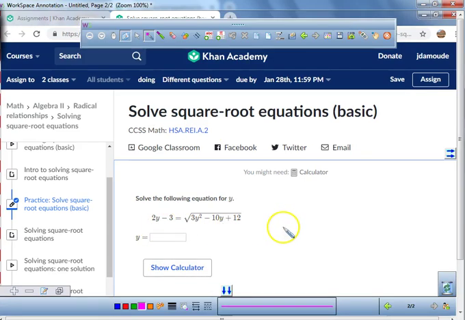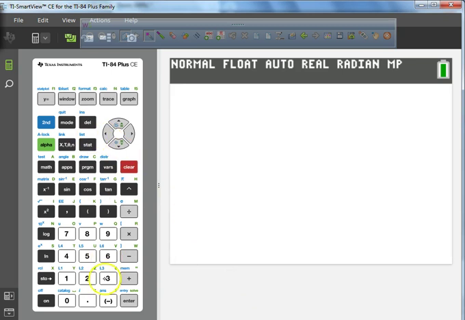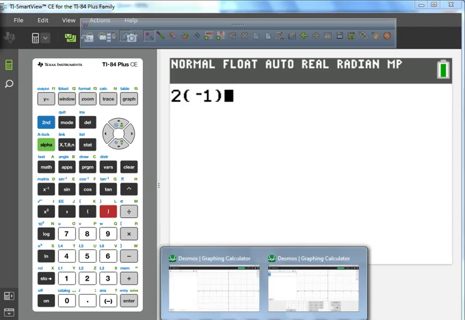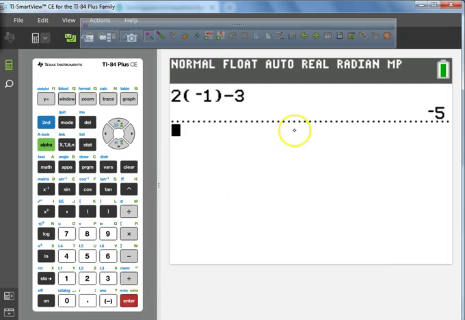I'm going to plug in a what? -1 and a 3. So can you guys go to your graphing calculators if you would? Okay. So 2 times -1 minus 3. If I plug in a -1, that equals a what? -5. Okay. So we're going to go back over.